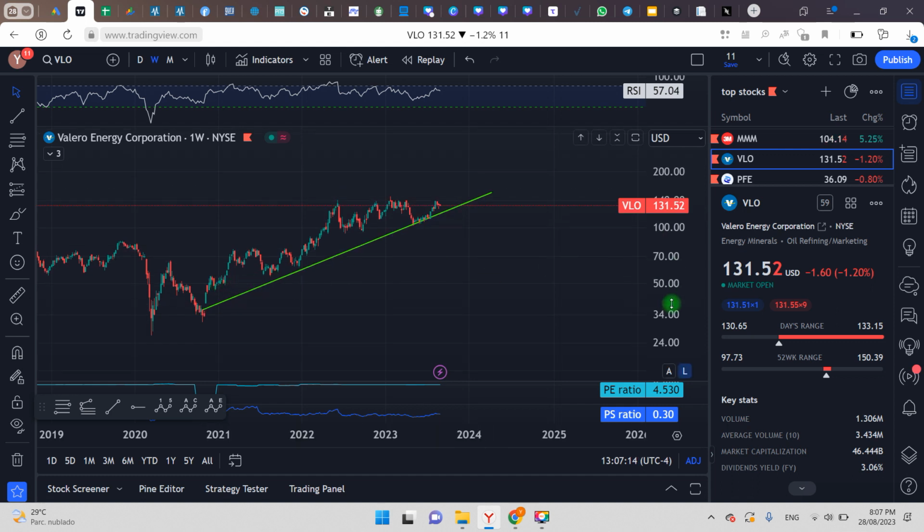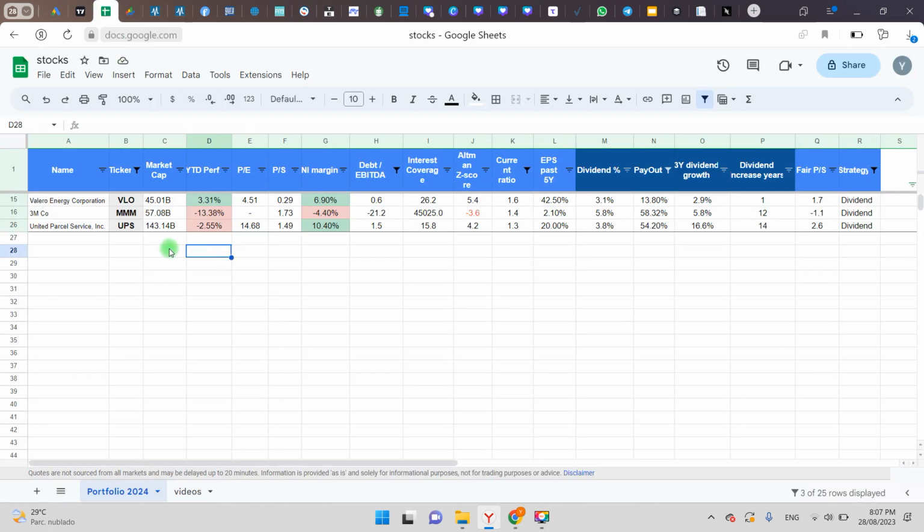That's why I'm considering buying this stock very closely. Dividend yield is more than 3%. Let's have a look at the fundamental parameters of Valero. The market cap is 45 billion bucks. PE is 4, PS is very cheap. The valuation is really very, very cheap.